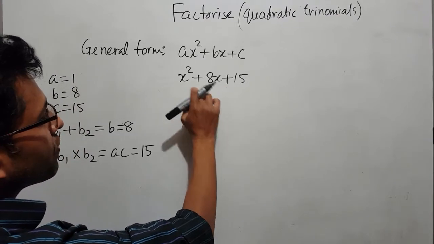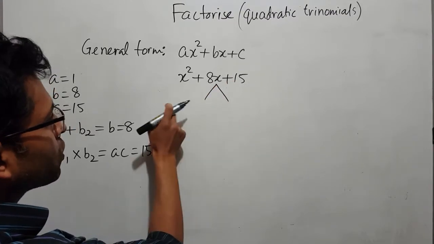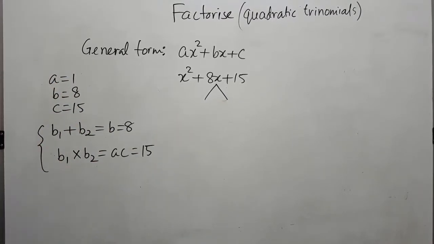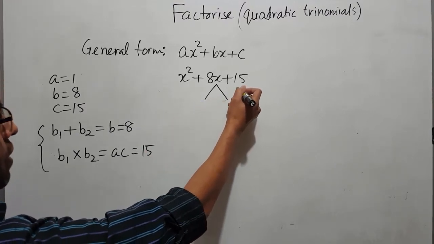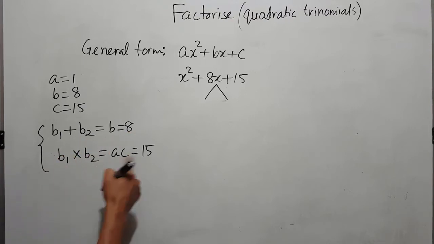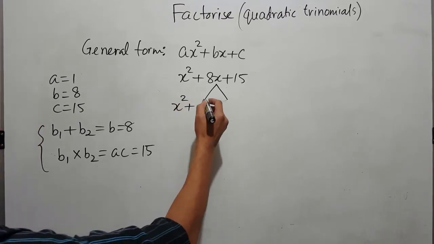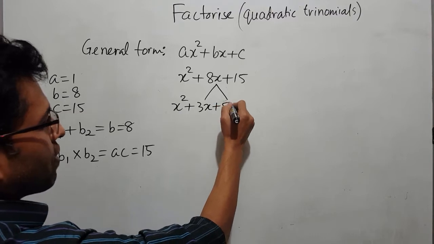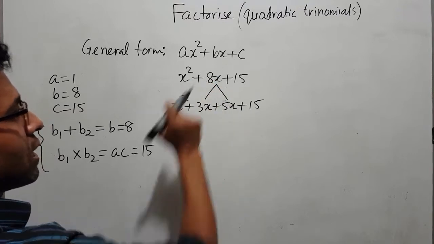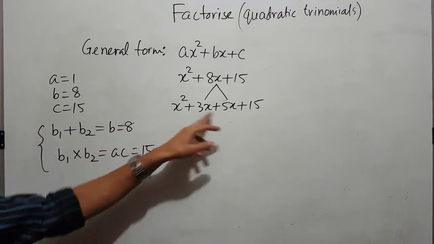Instead of 3 components, we have 1, 2, 3, and we are breaking one into 2, so it would be a total of 4 components. But the way we break it, we have to fulfill both conditions. What are b1 and b2 which make 8, but whose product is 15? Look at x squared plus 3x plus 5x plus 15. Now you can see 3x plus 5x is 8x, so the first condition is fulfilled. So b1 should be 3 and b2 should be 5, and 5 plus 3 is 8.